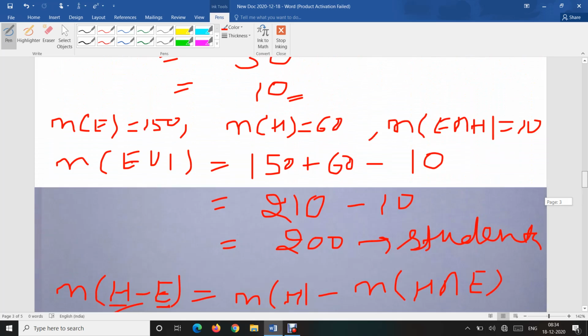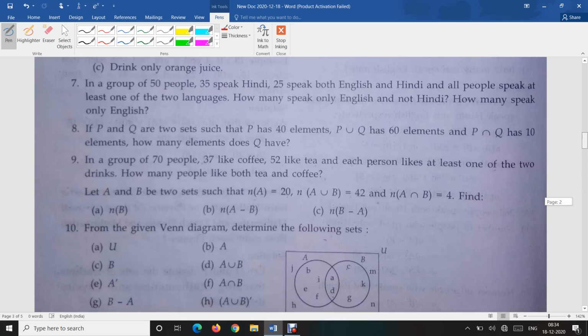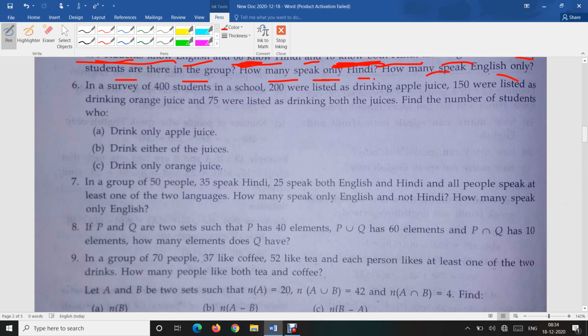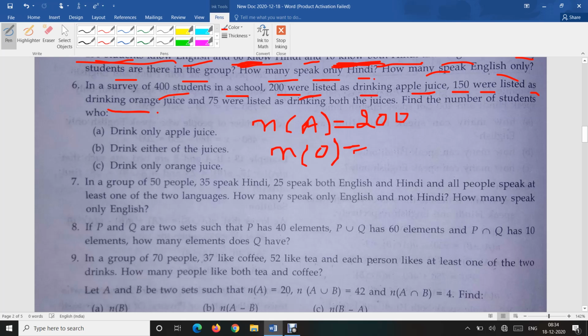Now let us move towards the next question, which is question number 6. In a survey of 400 students in a school, 200 are listed as drinking apple juice, 150 were listed as orange juice. That means n of A is equal to 200 and n of orange juice, n of O, is 150.